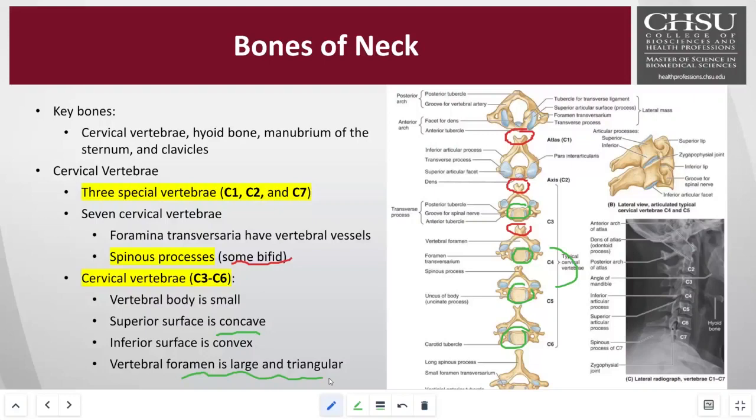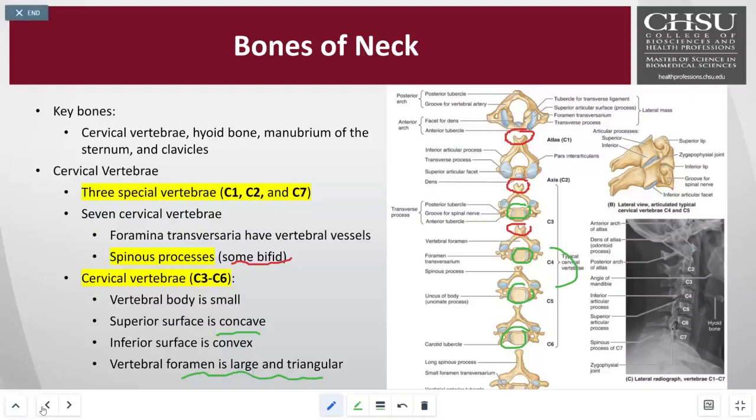Okay, so summarizing what I said here: C1, 2, and 7 are unique, special cases with the bifid spinous process. C3 to C6 generally will have a similar, smaller body that progressively gets bigger. It has a concave, smooth surface on the superior side, and its vertebral foramen is more triangular. If I were to ask a question and say there was a fracture that occurred in the neck, and the vertebrae tend to have these structures, which of the following would most likely be damaged or injured? Okay, we good? So again, just remember the numbers. 1, 2, 7 is unique, and then 3 to 6 more similar.